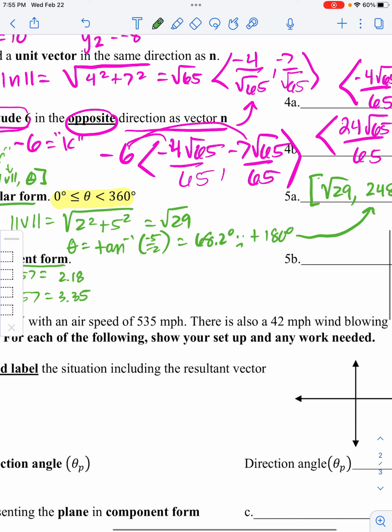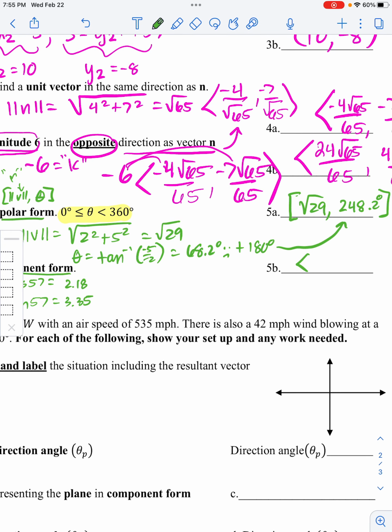So I'm writing it in component form, which means that I have a Vx and a Vy. So I'm using my little vector type parentheses. So I'll have 2.18 here and 3.35 here. And I feel pretty happy because they're both positive and they would get me into quadrant 1.